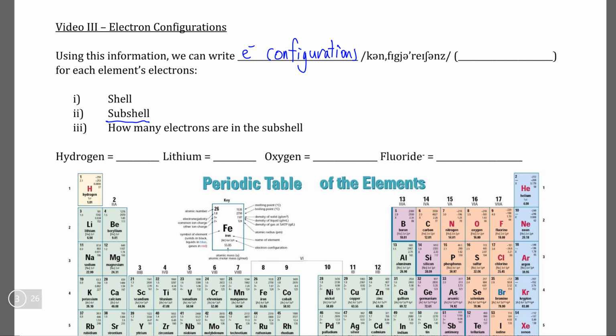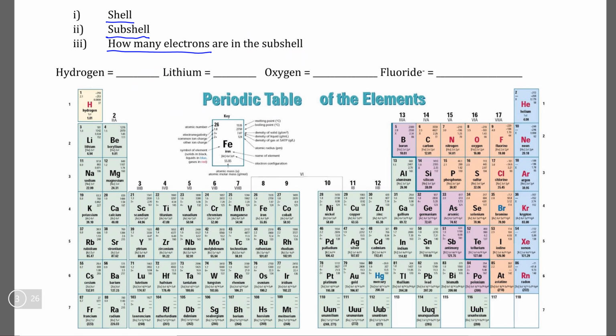three pieces of information: the energy level of the electron, also known as the shell, the subshell, which again is the 3D space in which you can probably find an electron, and thirdly, how many electrons are located in that subshell. So, as always, we start with the easiest element to analyze, hydrogen, because it only has one electron.